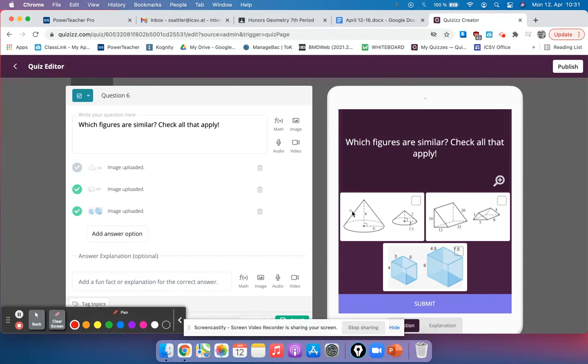Okay, so we need to check that the corresponding sides are proportional. If we start with the cones, you notice we're given the height of the big one, but not the height of the small one. And we want to compare the hypotenuses or the radii. We need to compare a ratio. So really we need to find this missing hypotenuse, which would be 10.